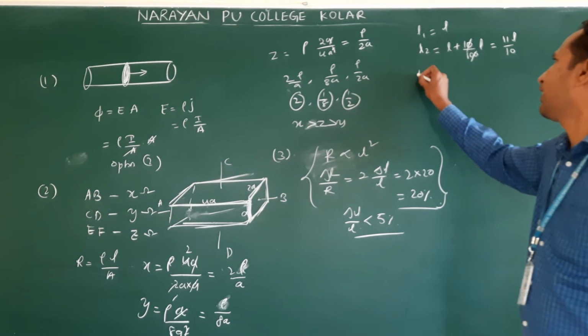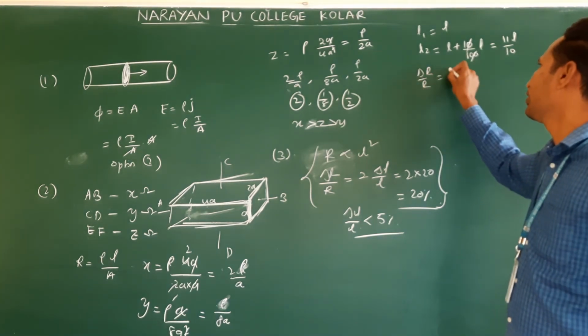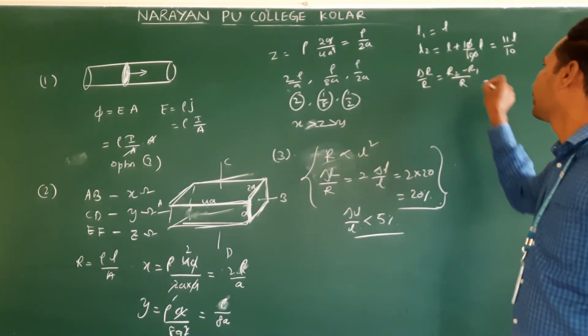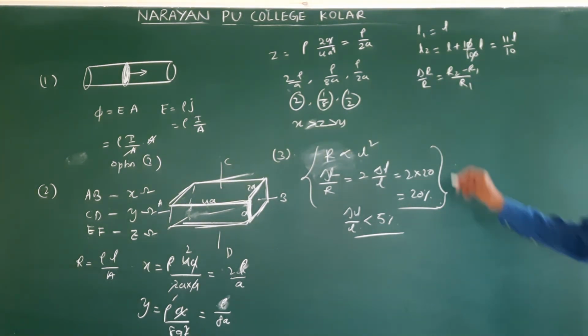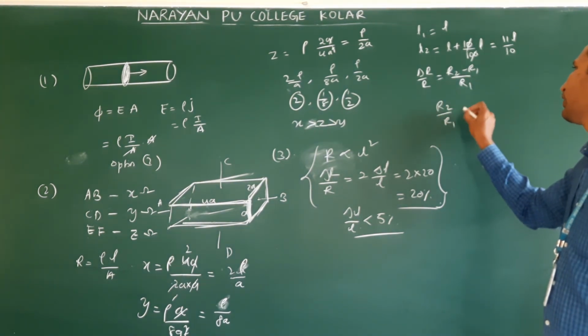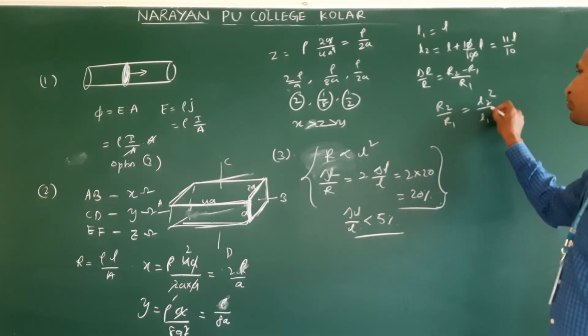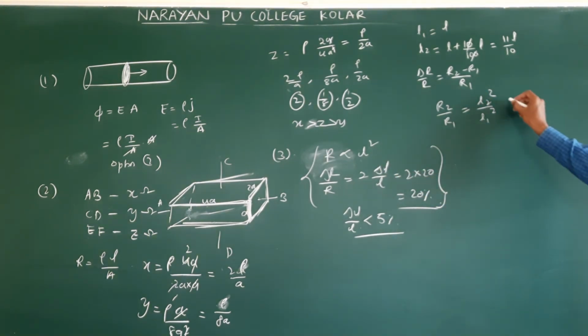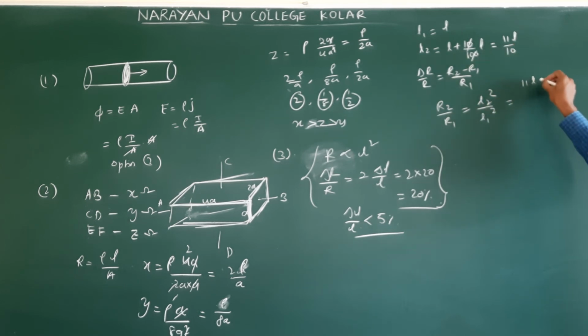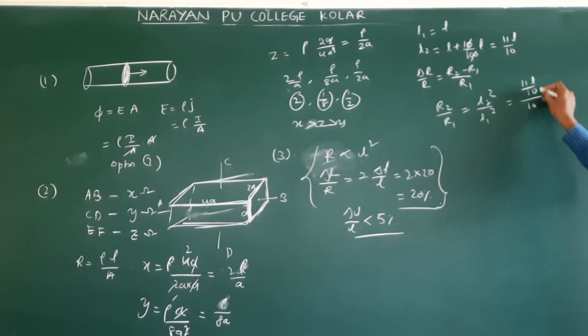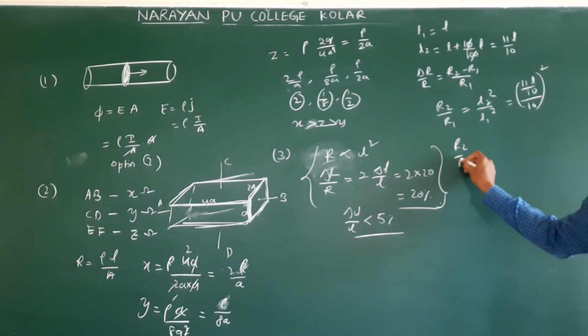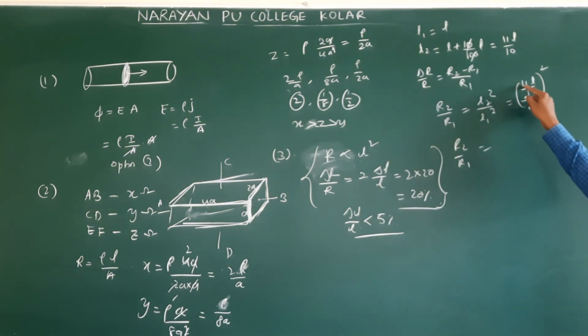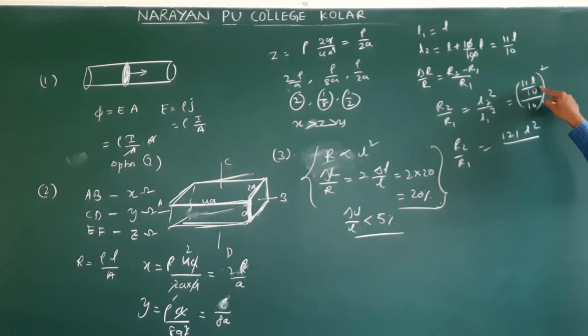So they are asking delta R by R. Delta R by R means R2 minus R1 by R1. Clear? So according to this relation, R2 by R1 is equal to L2 squared by L1 squared, and L2 squared is 11L by 10 whole squared. Am I correct or not? So then R2 by R1 is equal to 11 squared, 121 L squared by 10 squared.